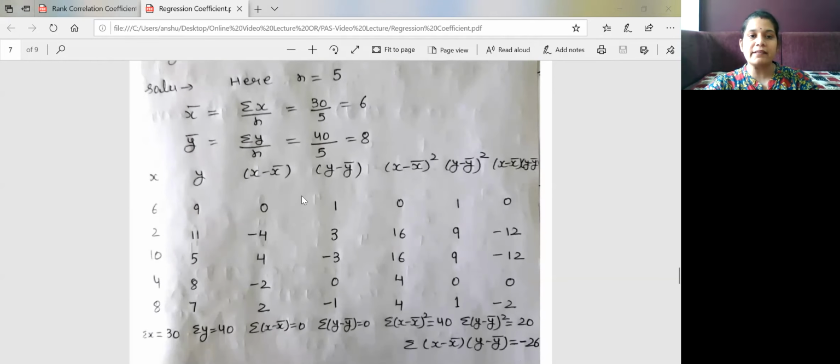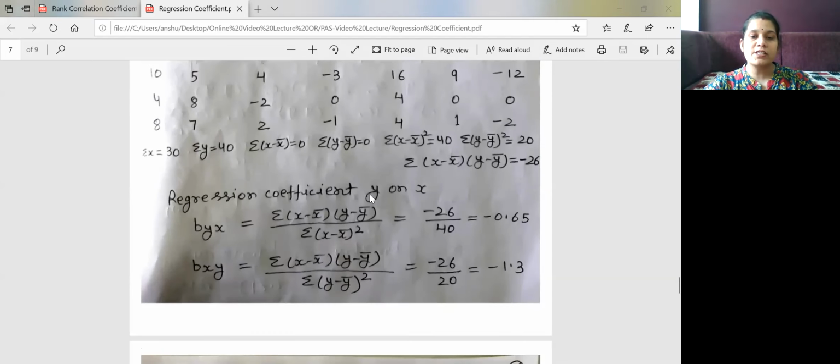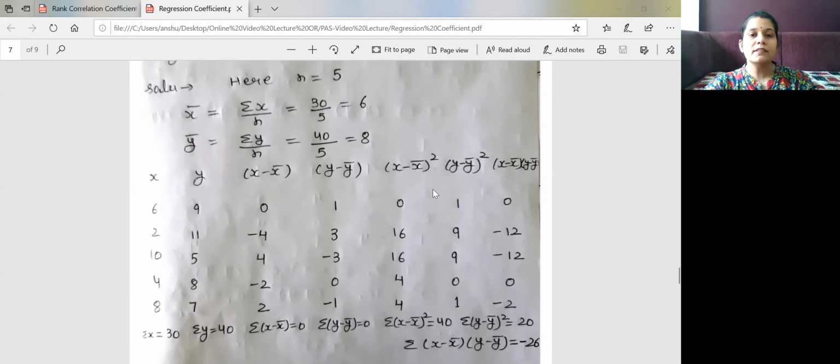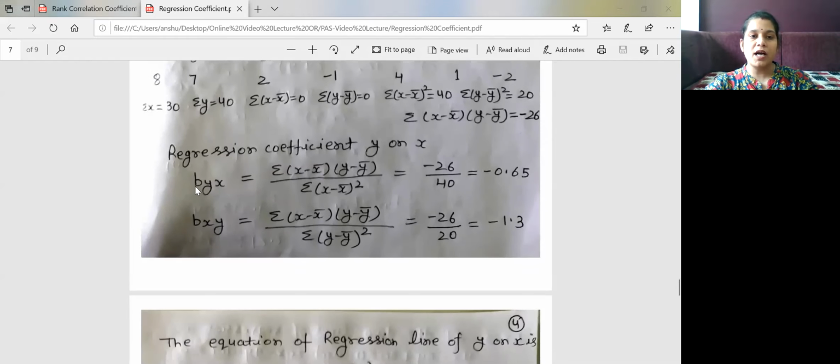So here we make the table. First we write the column of x and the column of y. So here we write 6, 2, 10, 4, 8, and the value of y is 9, 11, 5, 8, 7. So first we write the formulas of regression coefficient of y on x and x on y, because according to our formula, we make the table. So here we write both the formulas.